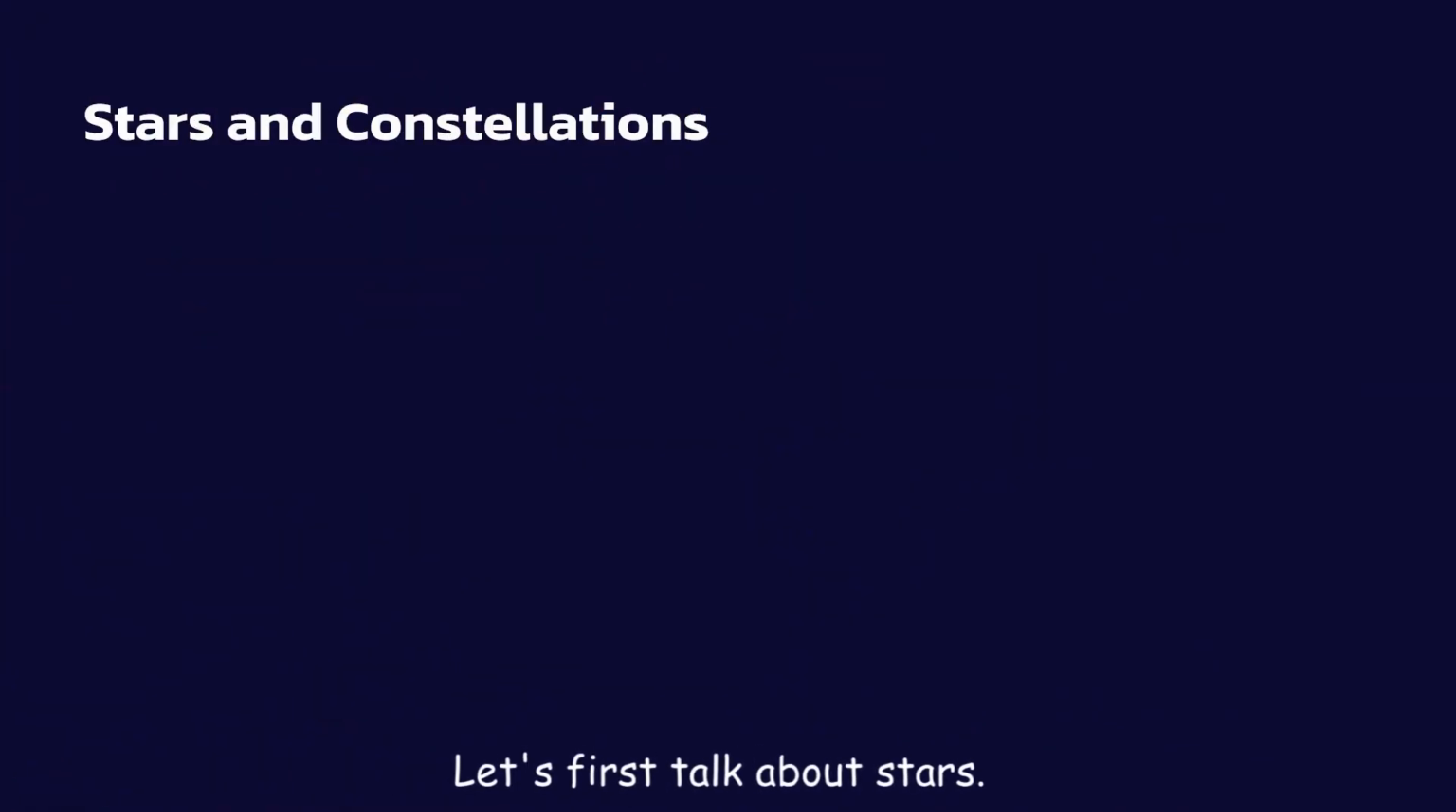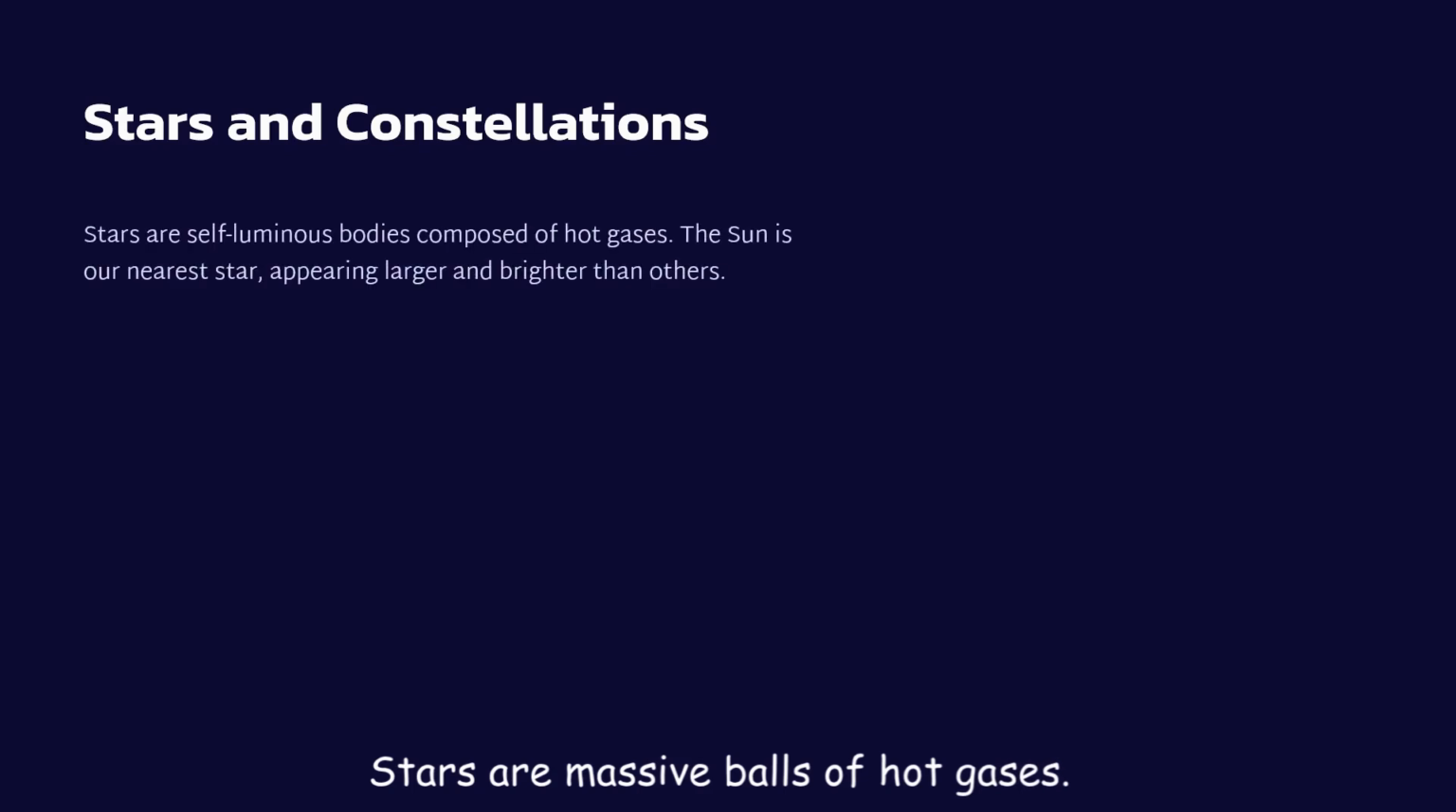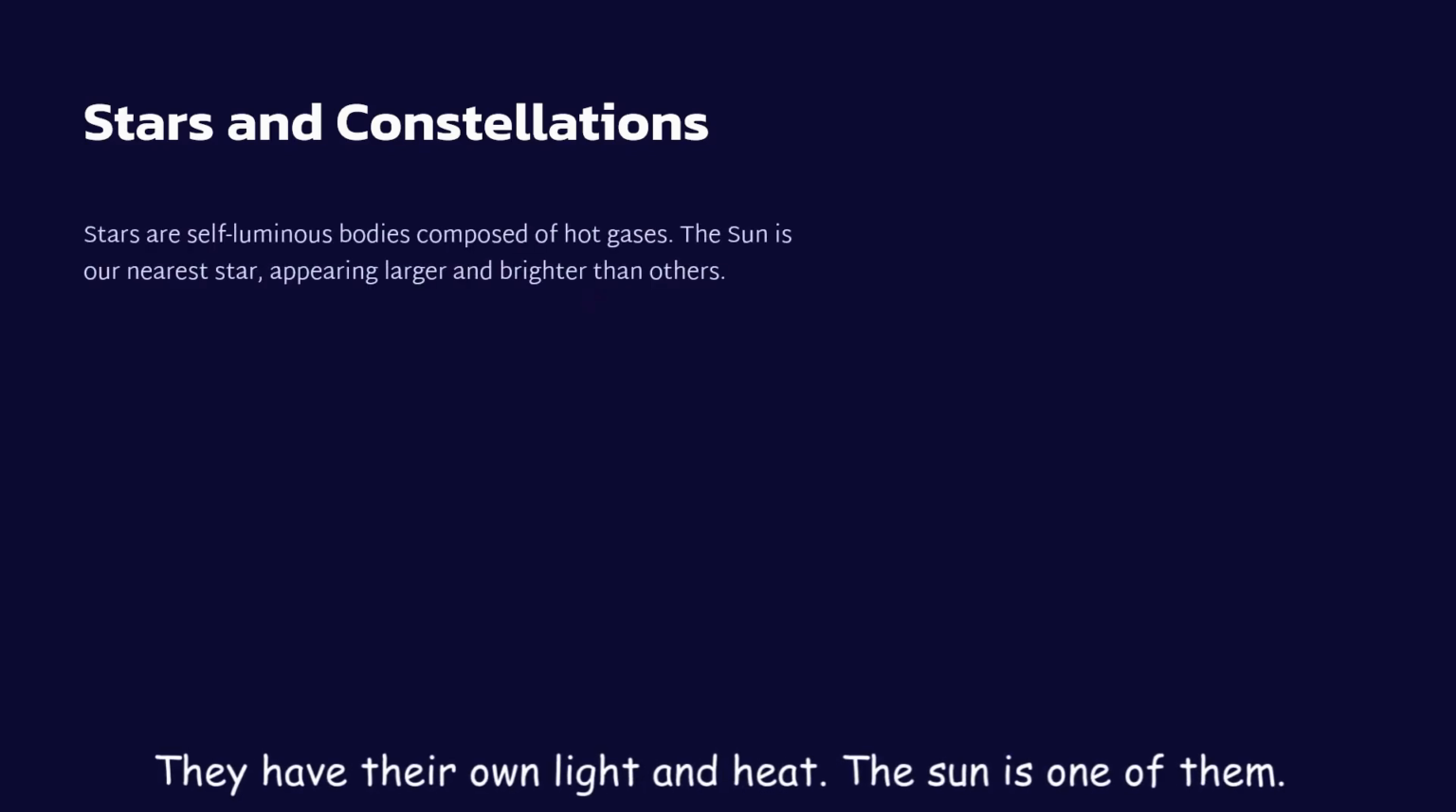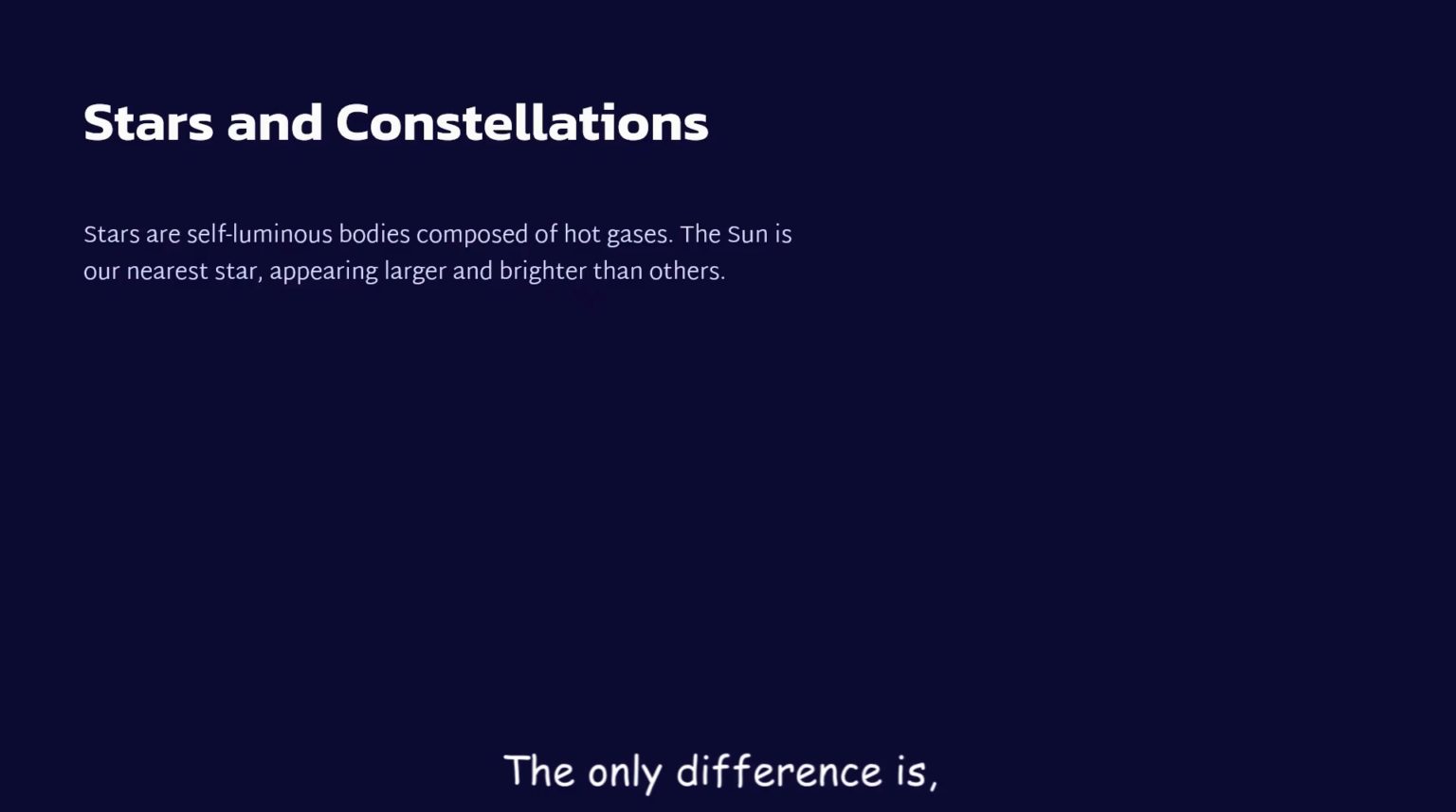Let's first talk about stars. Stars are massive balls of hot gases. They have their own light and heat. The sun is one of them. The only difference is it's much closer to us than the other stars. That's why it appears brighter and bigger.